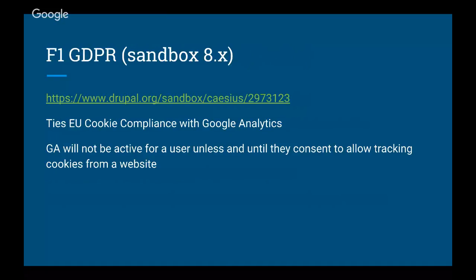There's the F1 GDPR module, and this is the module you want to use if you want to disable Google Analytics until the user has given consent. It works in collaboration with the EU Cookie Compliance module, and it means that the Google Analytics code will not run unless the user has given consent that he can be tracked.